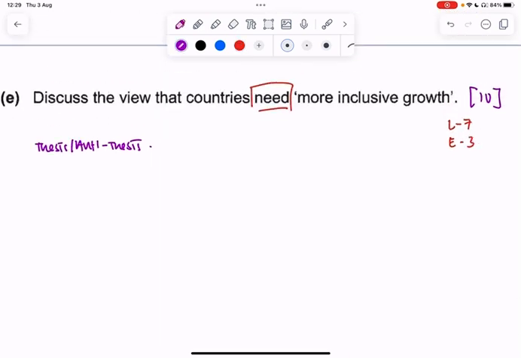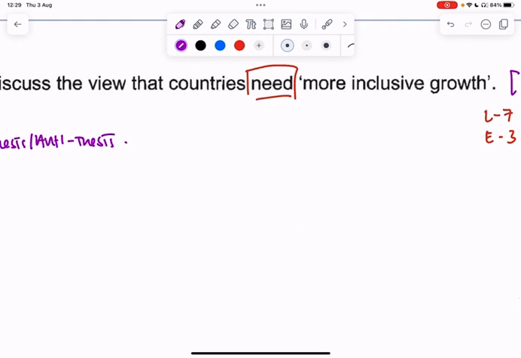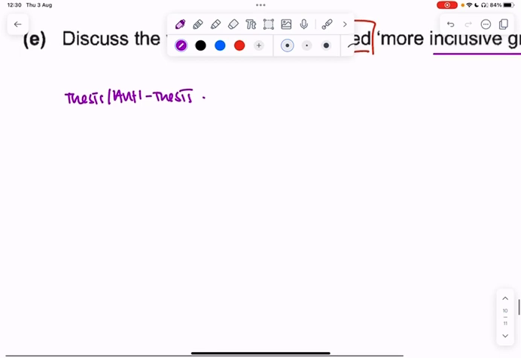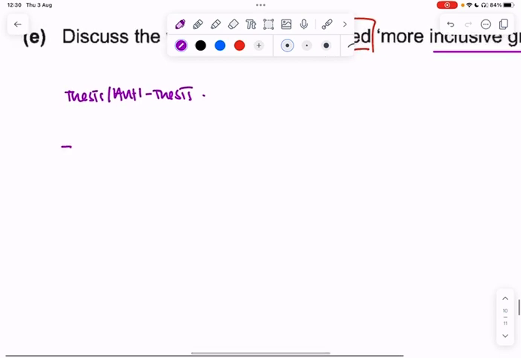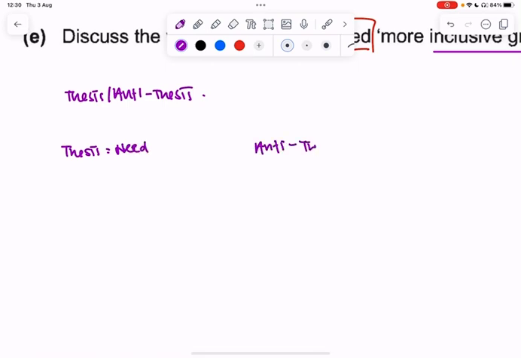So let's break down this question. Discuss the view that countries need more inclusive growth. So the thesis, antithesis, the thesis is very, very clear, right? From the get-go, we know the thesis is need. The antithesis is don't need. So when I break down my question like that, right, it's a lot easier for me to find points.